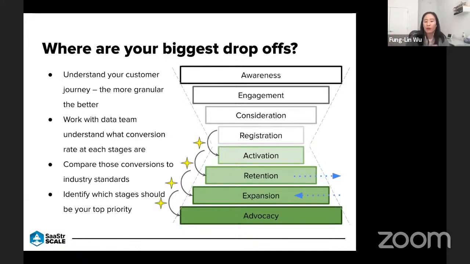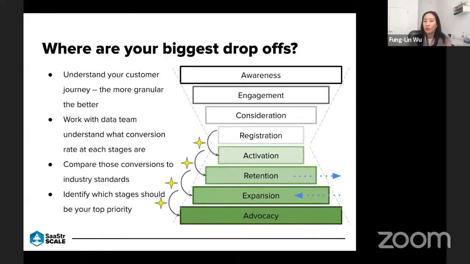The way I do it at MongoDB, for example, is, one, I try to be very granular about the customer journey. In this slide, I have it pretty simple: registration, activation, retention, expansion, and then advocacy. But within everyone's company, you have to think through it as detailed and granular as you can be within this funnel. What are the steps between registration and activation? What are the steps between activation and retention, and so on? The more you map out your customer journey, the easier it will be for you to find areas of opportunity.